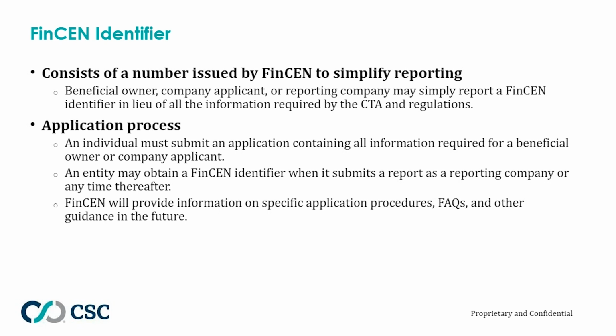Once they've done that, they will obtain a FinCEN identifier instantly online. So this is all an online process. An entity, a reporting company, can also get a FinCEN identifier for itself, and it can obtain that when it submits an initial report or at any time thereafter. And there may be advantages to the reporting company to have that number, but I'm focusing on the individuals. So the exact details of the application process will still be forthcoming on this, but it should be coming up in the next couple of months.